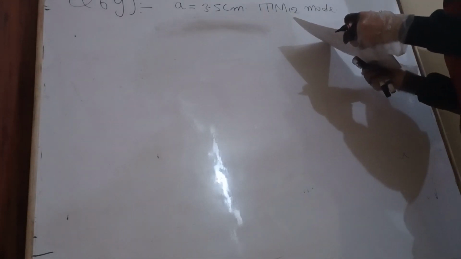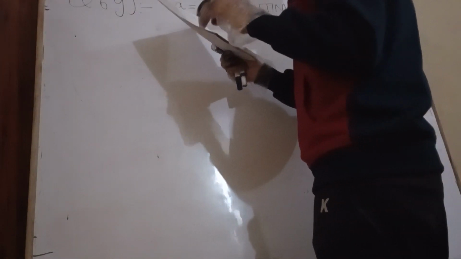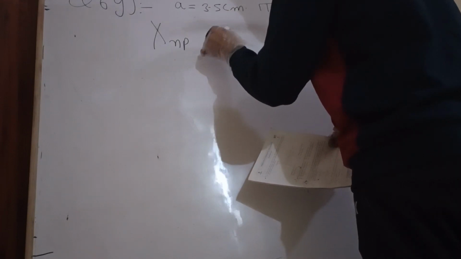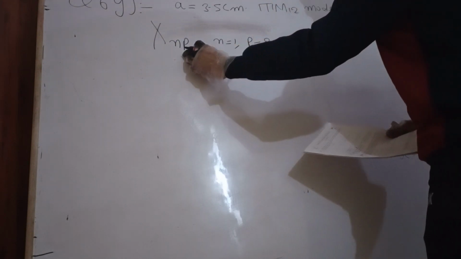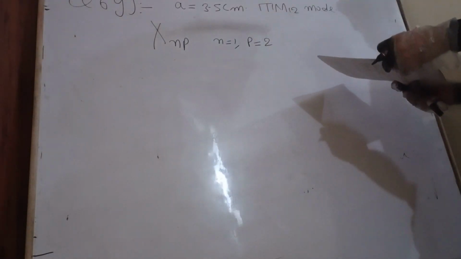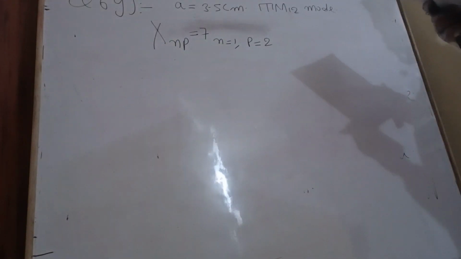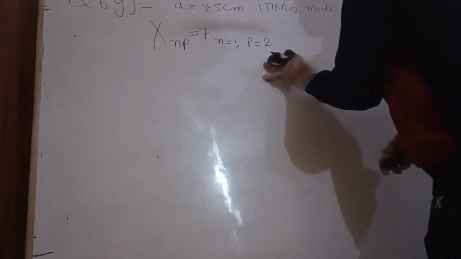In a circular waveguide, the value of the first zero and second order Bessel function is x_np. Here n is 1 and p is 2. p indicates the order and n indicates the root. So x_np is given as 7. Now we are asked to find the cutoff wavelength of this mode.